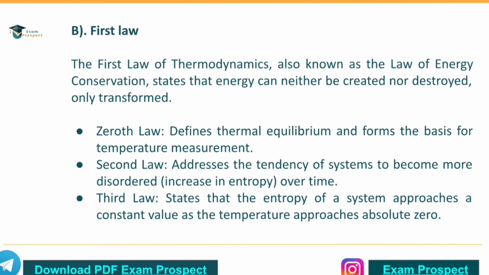And the other options are incorrect because the zeroth law defines thermal equilibrium and forms the basis for temperature measurement. The second law addresses the tendency of systems to become more disordered, an increase in entropy over time. And the third law states that the entropy of a system approaches a constant value as the temperature approaches absolute zero.